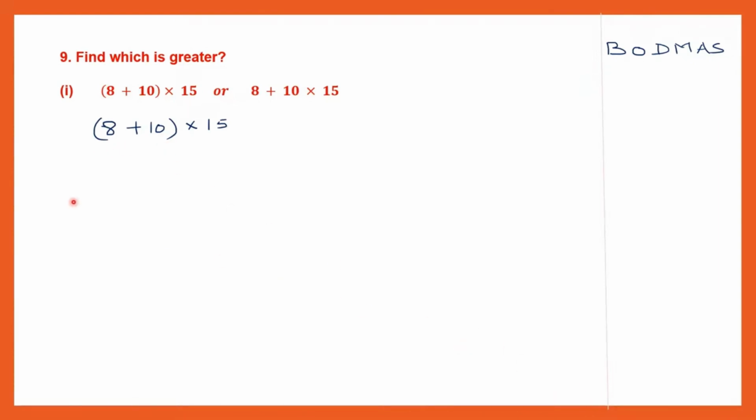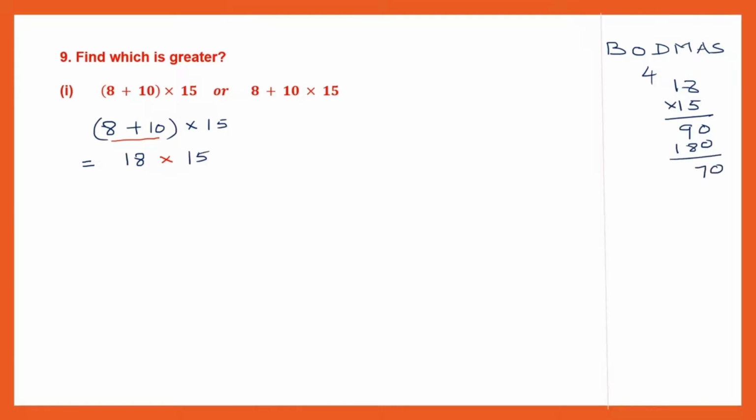So let's begin by writing 8 plus 10. So 8 plus 10 will be 18. I have simplified what is inside the brackets, so now I can remove my brackets. 18 into 15. Let me multiply 18 into 15 and see what we get. 5 eights are 40, carry 4. 5 ones are 5 plus 4 is 9, 0. 1 eights are 8 and 1 ones are 1.